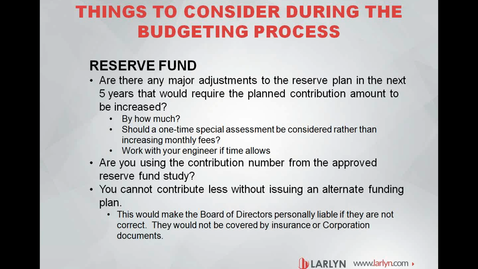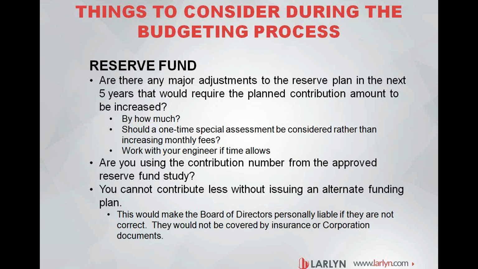So these are things like unforeseen projects, things that are identified in the reserve fund for replacement or repair down the road, not in the next 3 years or not in the foreseeable future, that you now need to plan for. So major adjustments to the reserve plan would mean that contributions to the revenue of the corporation would need to happen.